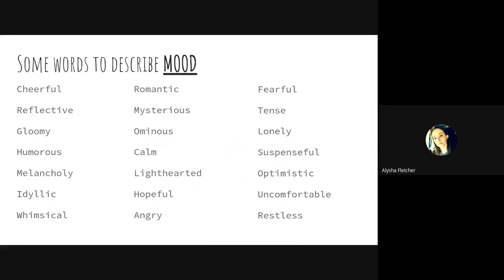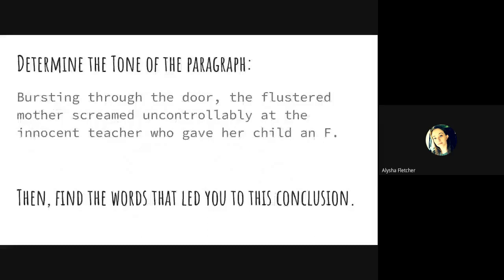Okay, so for some practice, we're going to determine the tone of this paragraph. Bursting through the door, the flustered mother screamed uncontrollably at the innocent teacher who gave her child an F. So I want you to think about the author's attitude towards the mother, and then find the words that led you to this conclusion.